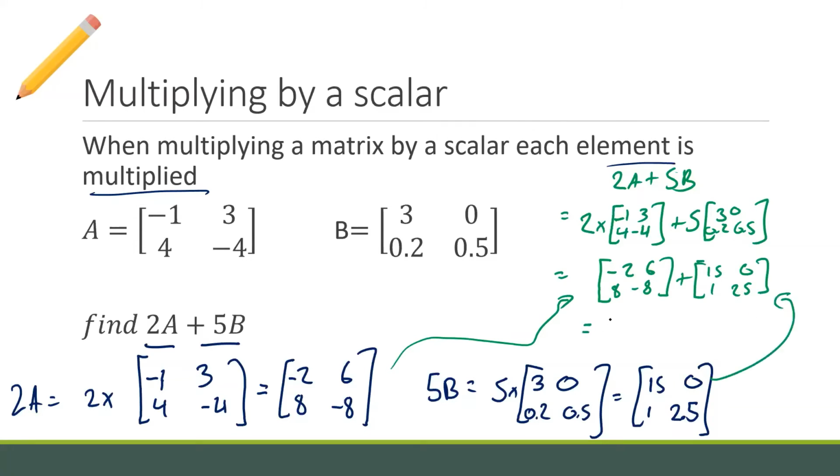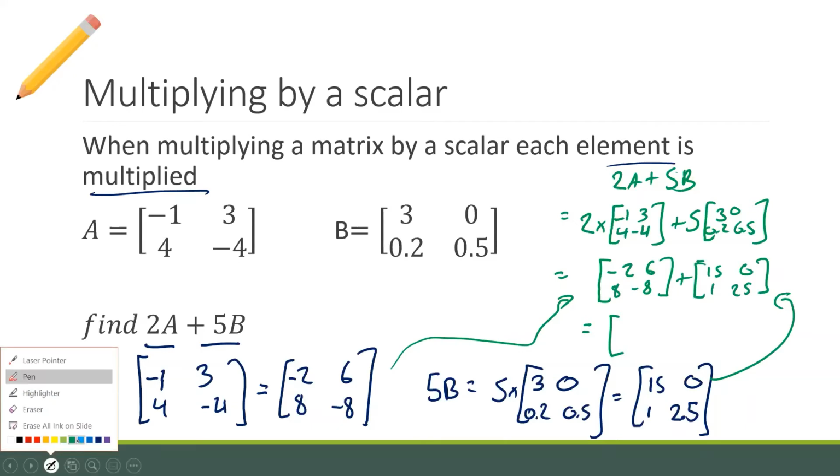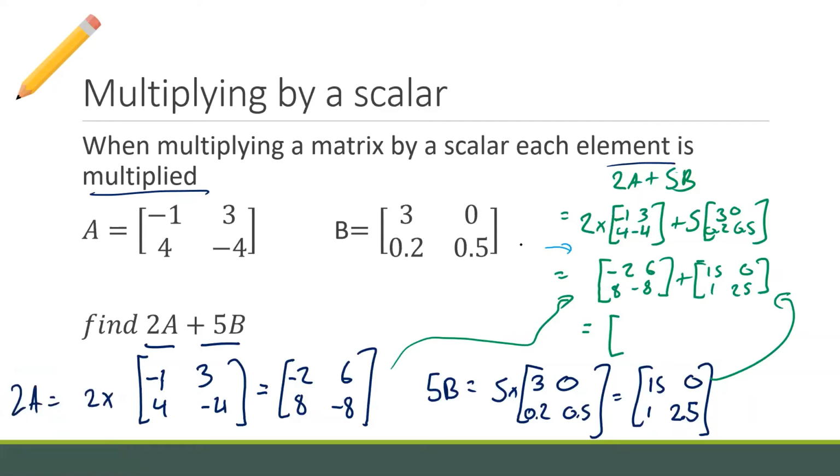Now, we can add these together because they are the same order. It's always good to check it. The one on the left is a 2 by 2, and this is a 2 by 2. So multiplying by a scalar does not change the size of your matrix.